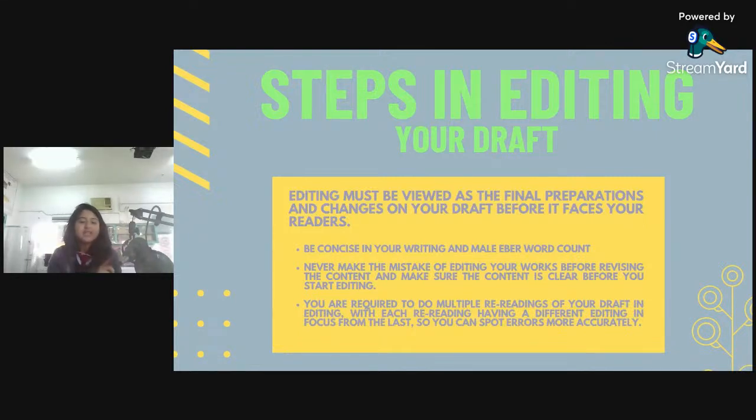Number one, be concise in your writing and make every word count. Never make the mistake of editing your works before revising the content. Make sure the content is clear before you start editing. And lastly, you're required to do multiple rereadings of your draft and editing, with each rereading having a different editing focus from the last so you can spot errors more accurately.